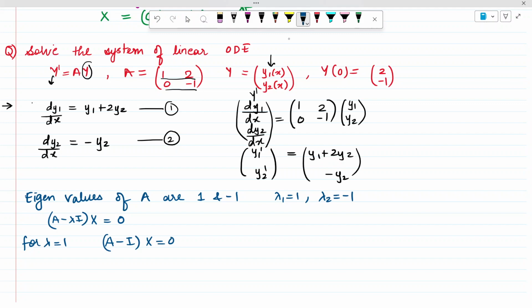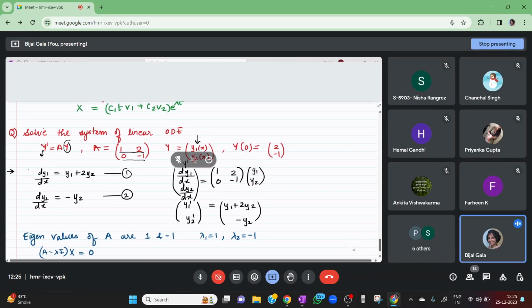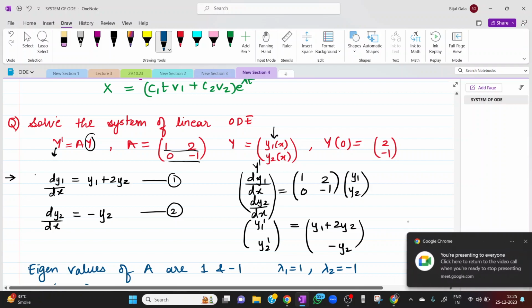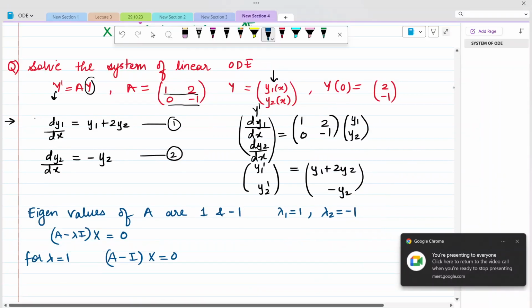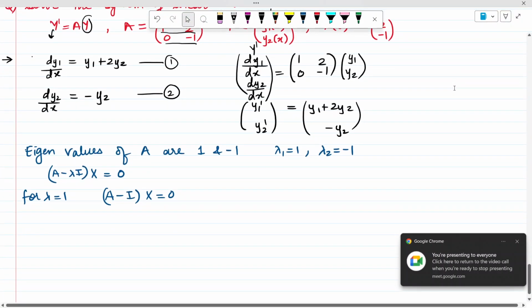Your screen is lagging behind. Sorry, your screen is not visible. Okay, 1 minute. It is visible to me at least. Yes, ma'am, visible. Okay, bear with me.